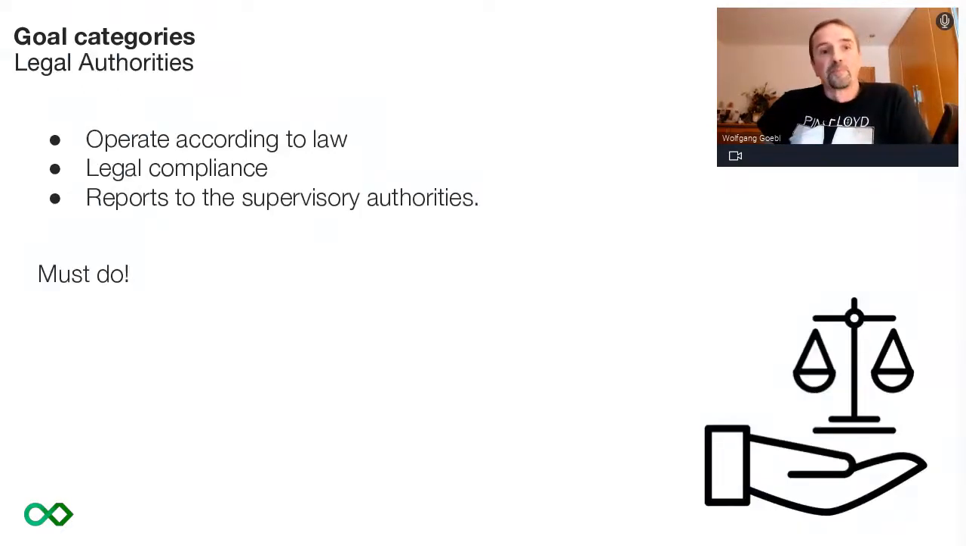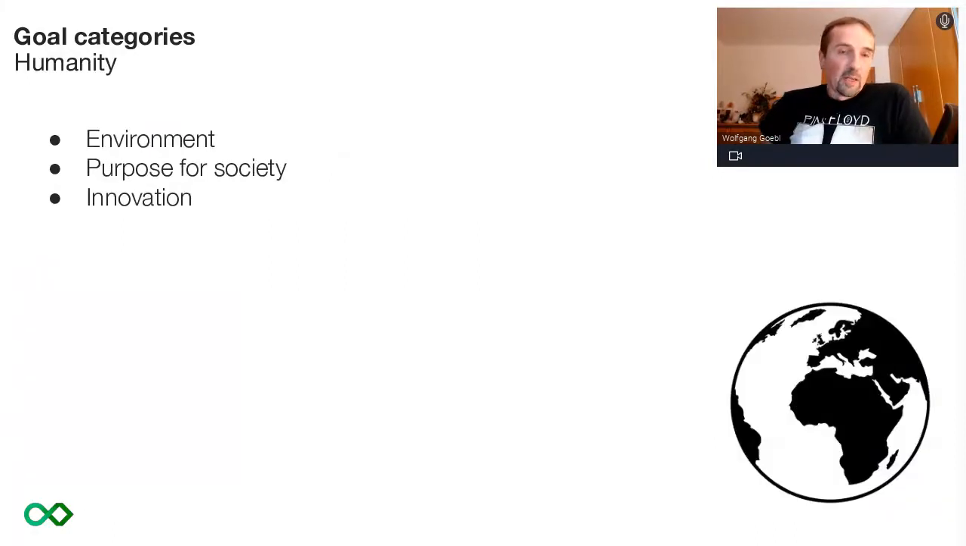Legal authorities, usually it's a must do, that's the boring stuff, but there are industries where 50% of the money is only put into legal, which means that a lot of energy and change is lost, and it cannot be used for innovations and customer stuff, for example. Then there's the big humanity category: environment, purpose for society, innovation, bringing mankind forward, and so on. That's typically strong if you can have a story and if you have an identity that radiates this message. This is typically a strong brand message.